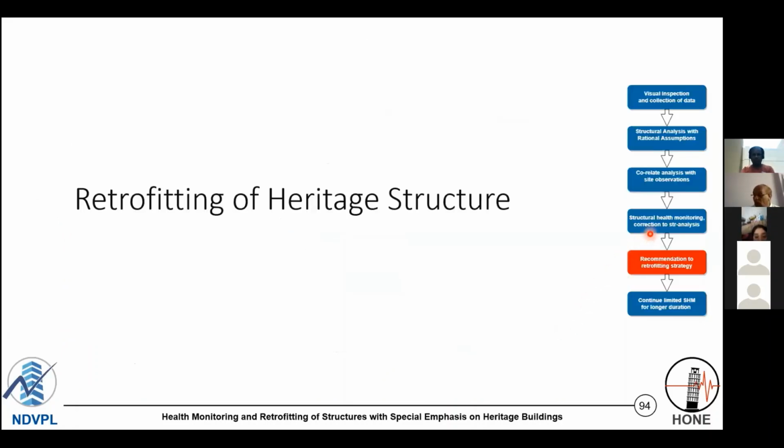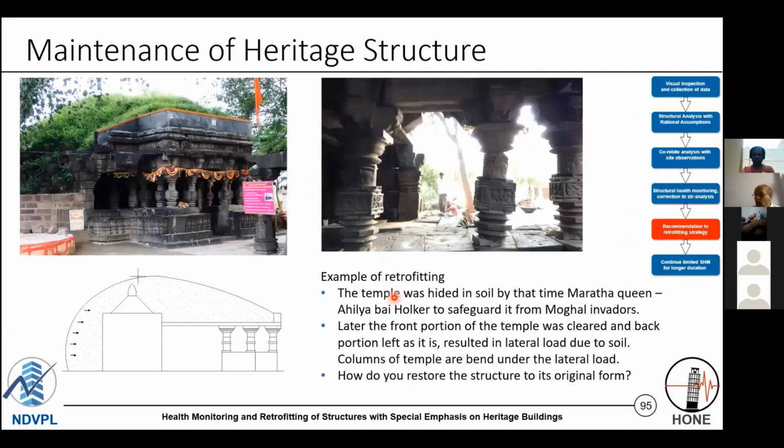Now, after understanding the peculiarity of structural health monitoring and analysis for this heritage masonry structure, the very last point is how to go about retrofitting this structure. What are the practical strategies? Time is running out, so very quickly, maybe another 5 minutes.